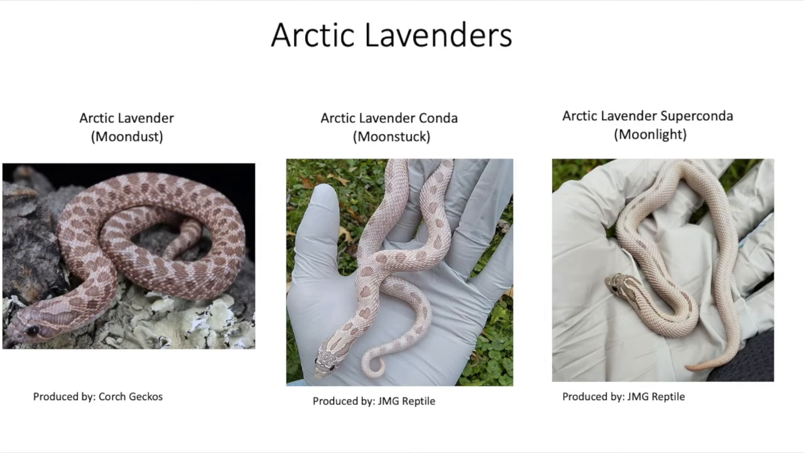And then we have the Arctic lavenders with conda as well. On the left, we have the Arctic lavender, which is called the moon dust. In the middle, Arctic lavender conda, called the moonstruck. And on the right hand side, we have the Arctic lavender superconda, called the moonlight.